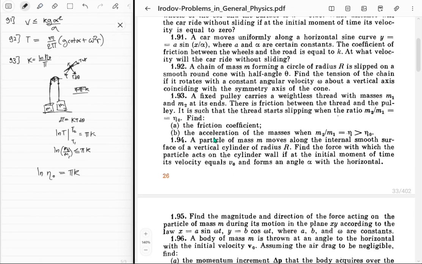And what was the second question? The acceleration of the masses when m2 upon m1 is bigger. Oh, sorry, it's equal to this thing, which is bigger than mu naught. Fine. So now it's not in stasis anymore, so you can only use this equation. Let me go. Uh-oh, no. Even this equation is wrong because there's acceleration over here.